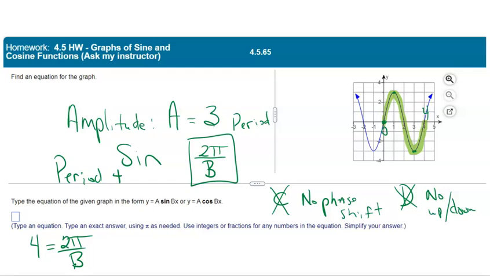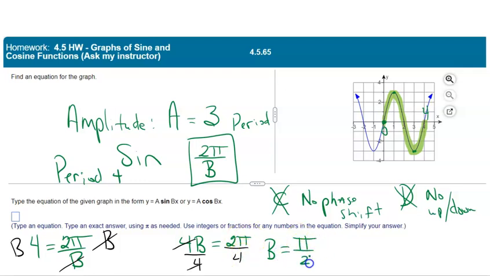It's easier to just multiply both sides by b, because I can't solve for it when it's in the denominator. That gives me on the left side, instead of writing b4, I'm going to write it as 4b equals 2 pi. Still trying to solve for b, so I'm going to divide both sides by 4. The 4's cancel, and now I have my b value. My b value is 2 pi over 4, which reduces to pi over 2.